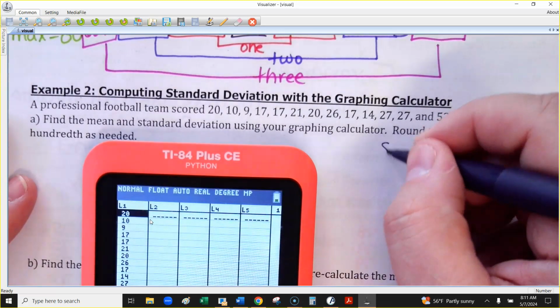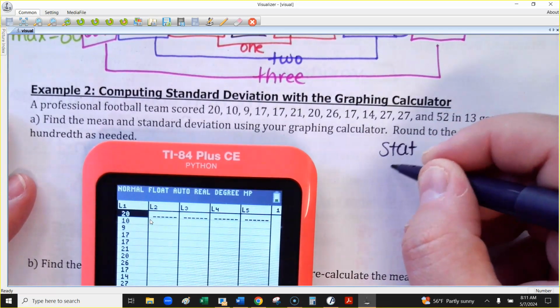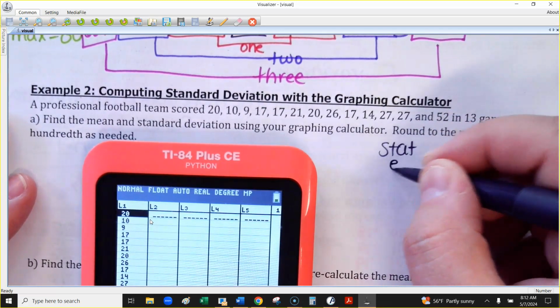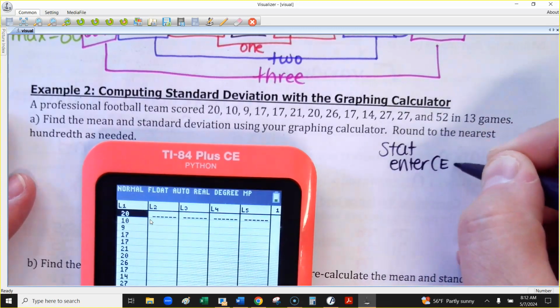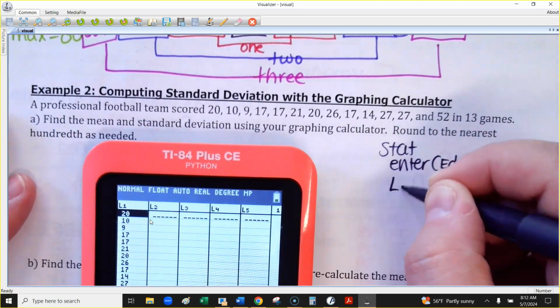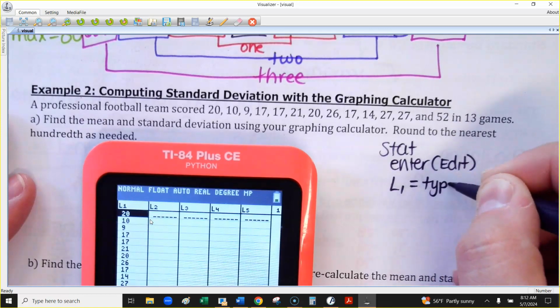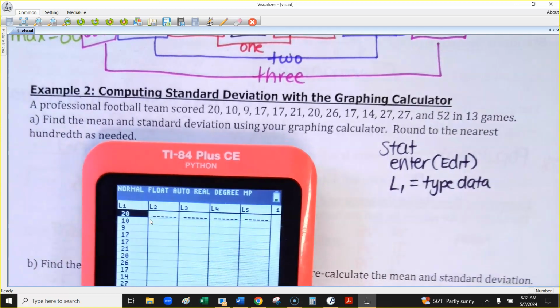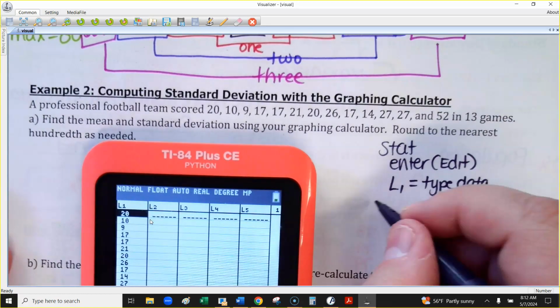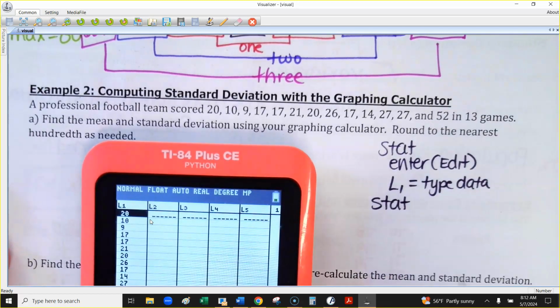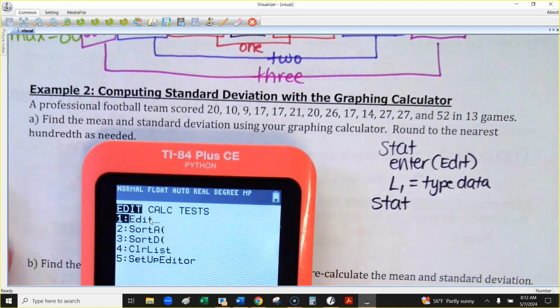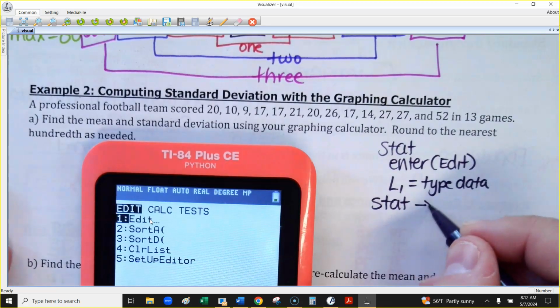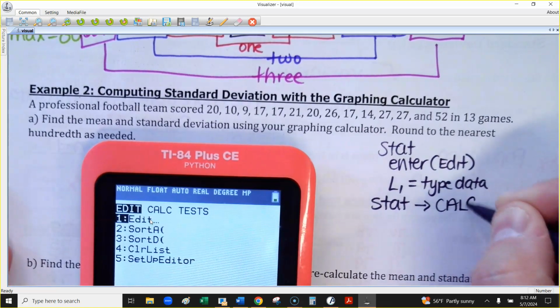So we're just doing stat, and then you're just going to hit enter to edit this. And then in list 1, you want to type your data. Once you've got that done, then you're just going to hit stat again. Now, once you got the data in, you're going to calculate. So you're going to arrow over here to the menu that says calc.